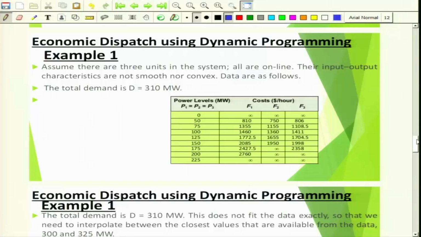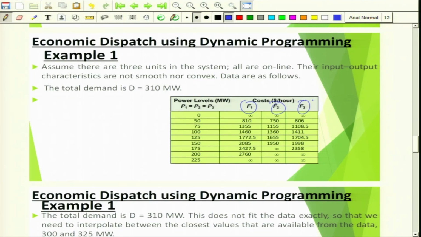Now let us take a problem to understand. Assume there are 3 units in the system, all are online. You have 3 generators, P1, P2, P3 are the generations from each of the generators, right? And the fuel cost associated with each of the generators is F1, F2, F3, right? Their input output characteristics are not smooth nor convex.